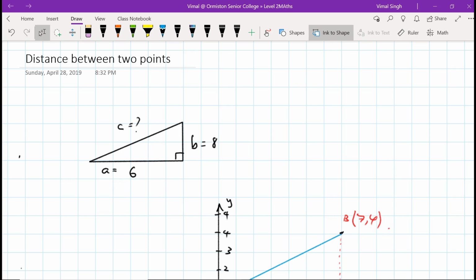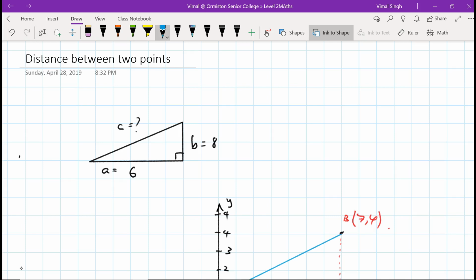Hi, in this video I'm going to talk to you about finding the distance between 2 points. The 2 points will obviously be given on a Cartesian plane, which is the XY coordinate system. But before we do that, let's have a look at a right angled triangle.